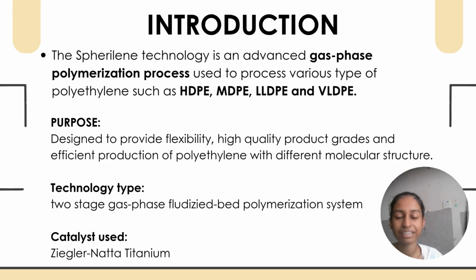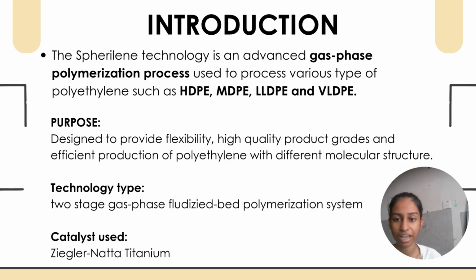The Spherilene technology is an advanced gas-phase polymerization process for polyethylene. It is divided into four types: high-density polyethylene, medium-density polyethylene, linear low-density polyethylene, and very low density polyethylene. So what is the purpose of this Spherilene technology? It provides flexibility, high quality product grades, and efficient production of polyethylene with different molecular structures.